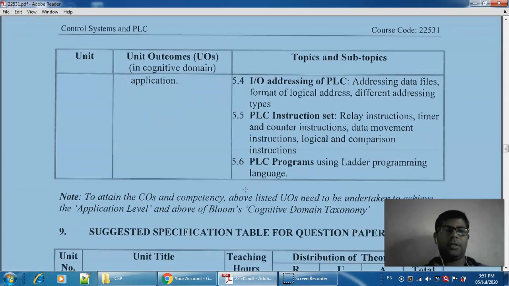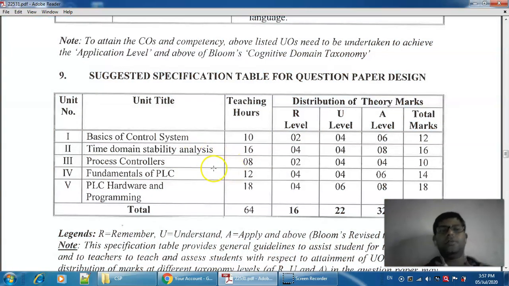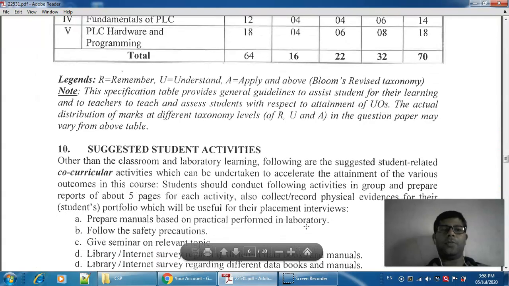It is very simple and very easy to prepare a program by using ladder. Then again here is the weightage, meaning distribution of marks. For the first chapter it is 12 marks, then second 16, 10, 14 and 18. So the last one, the fifth chapter, is of 18 marks. So it has maximum weightage. So students can plan themselves, which chapter has how much weightage.